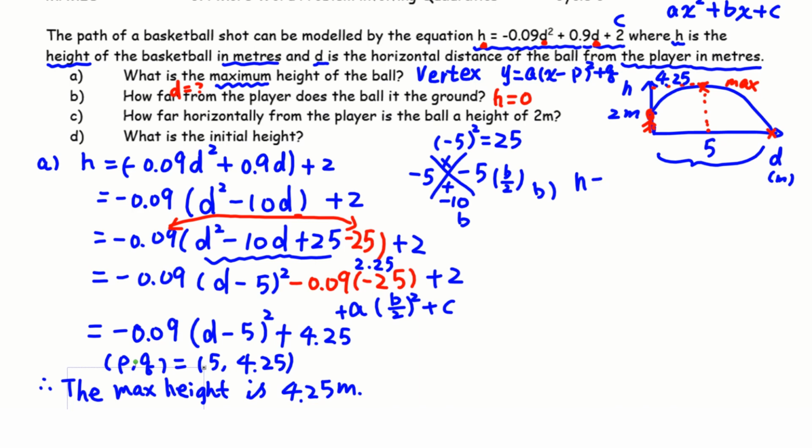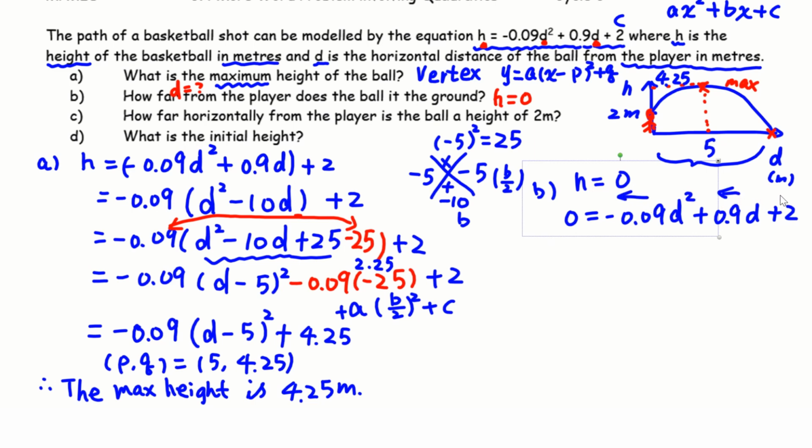So height equals 0, then we are going to have 0 equals negative 0.09 d squared plus 0.9d plus 2. So this is a quadratic equation, and we are going to use a quadratic formula. So in order to do that, we want to move everything to one side and make sure the a value is positive. So normally we want to put the a value as a positive, so we could move everything to the other side.